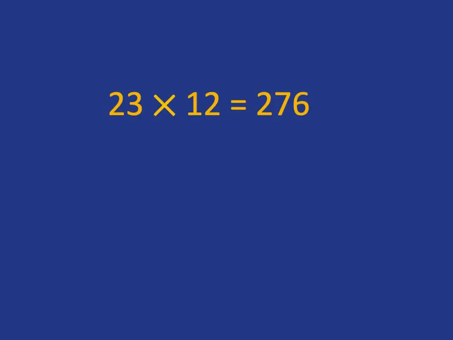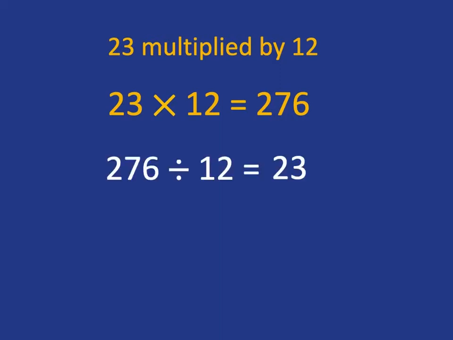So for example, if I know that 23 multiplied by 12 gives me 276, I can immediately know some division facts from it. I know immediately that 276 divided by 12 is 23. And I'd also know that 276 divided by 23 is 12.